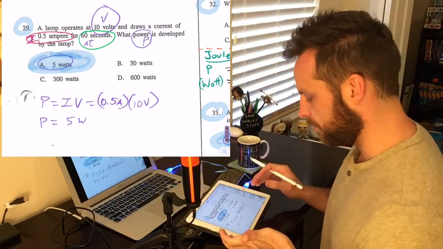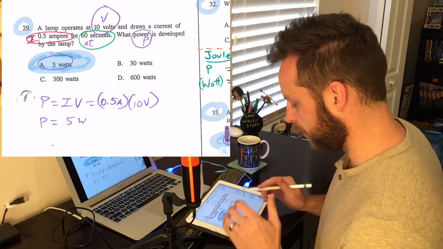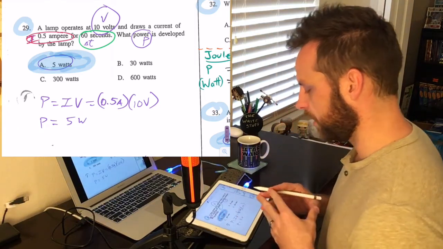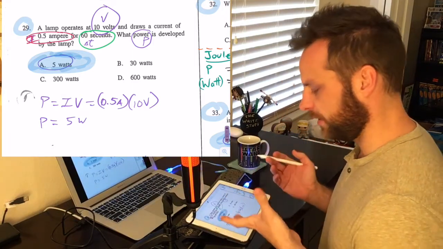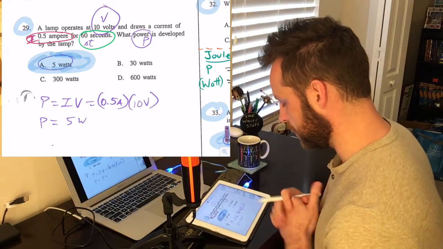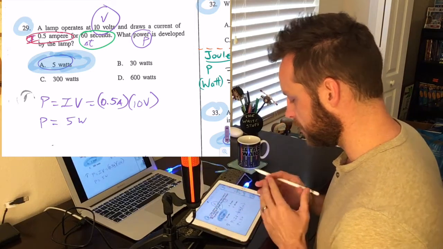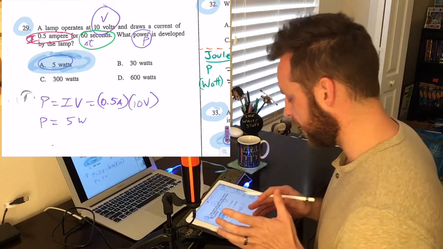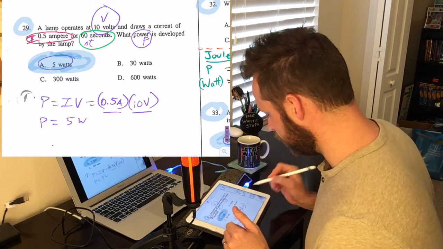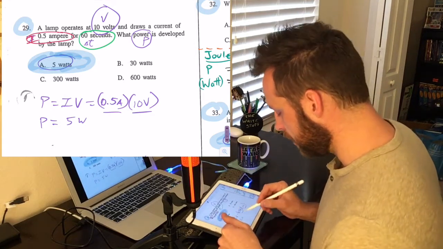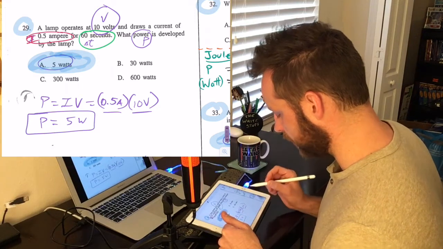And so the answer is 5 watts. How do we get there? We start with our equation, Joule's law, P equals I times V. And then notice that we're not going to need that time. That was an extra piece of information. We can still get there with just the I and just the V. We're going to just put in 0.5 amps for I, and we're going to put in the 10 volts for our voltage, and we're going to get our 5 watts of power.